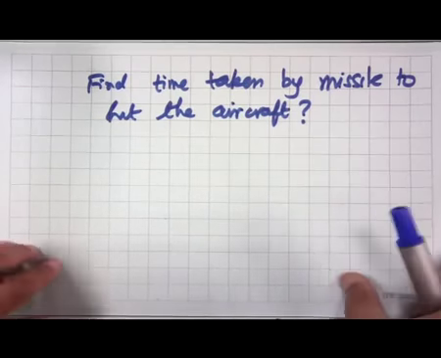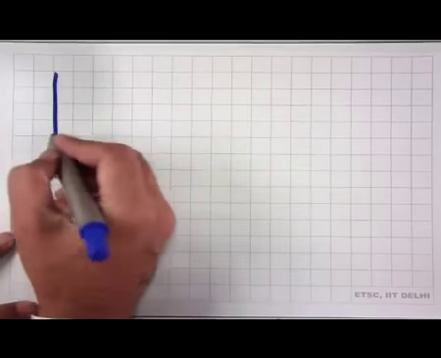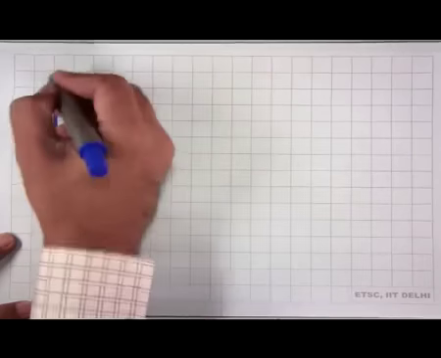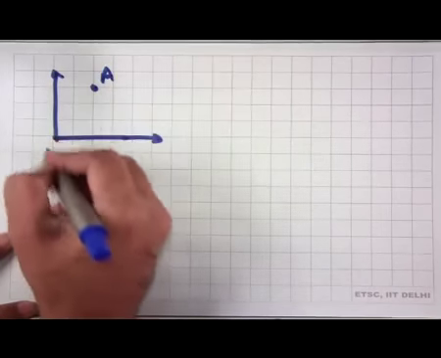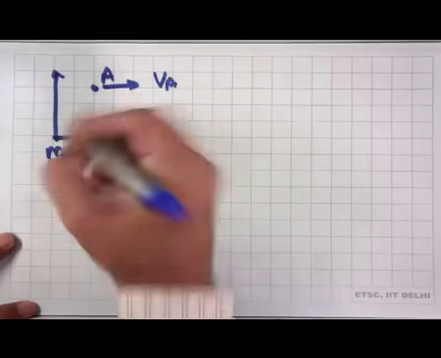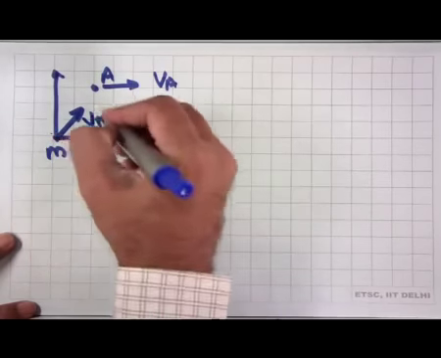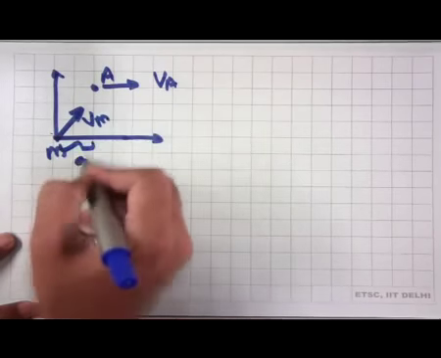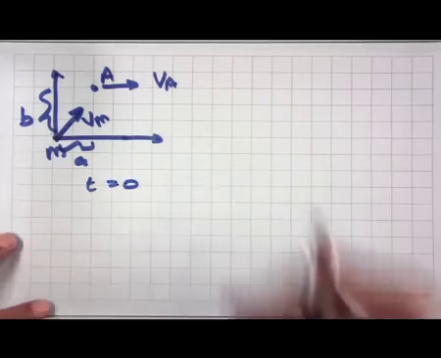So, in a problem like this, let us first draw two pictures. This is the initial picture where the aircraft is at this location, the missile is here, and the aircraft is travelling with Va. The missile velocity is guided toward the aircraft. So, this is Vm, this distance is A, this distance is B. So, this is the configuration at t is equal to 0.